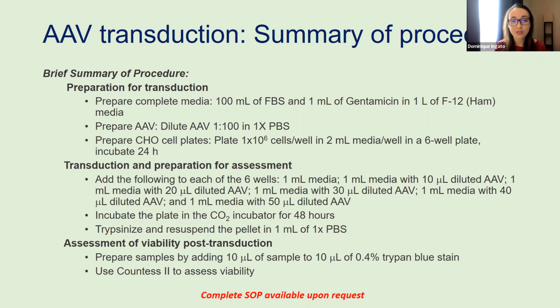The first thing to do for this experiment is to prepare those cells for transduction. I used F12 Ham's media with FBS and gentamicin. And I used AAV for the transduction of eGFP. I have a whole protocol on this, but essentially I needed to dilute this out prior to adding it to those CHO cells. The CHO cells were plated in 6-well plates so that I could test several different concentrations of my AAV. And we'll take a look at those results later on as we get to the results section.